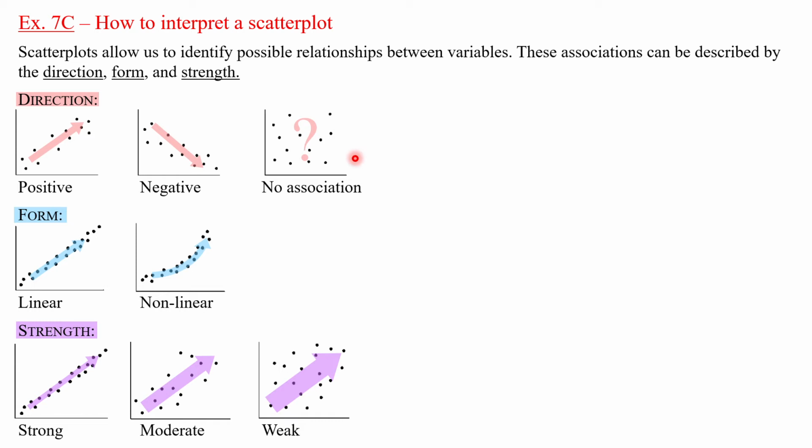Again, we can have no association. So if there is absolutely no clear pattern, if the data looks weak and you can't see which direction it's going, it would be no association.